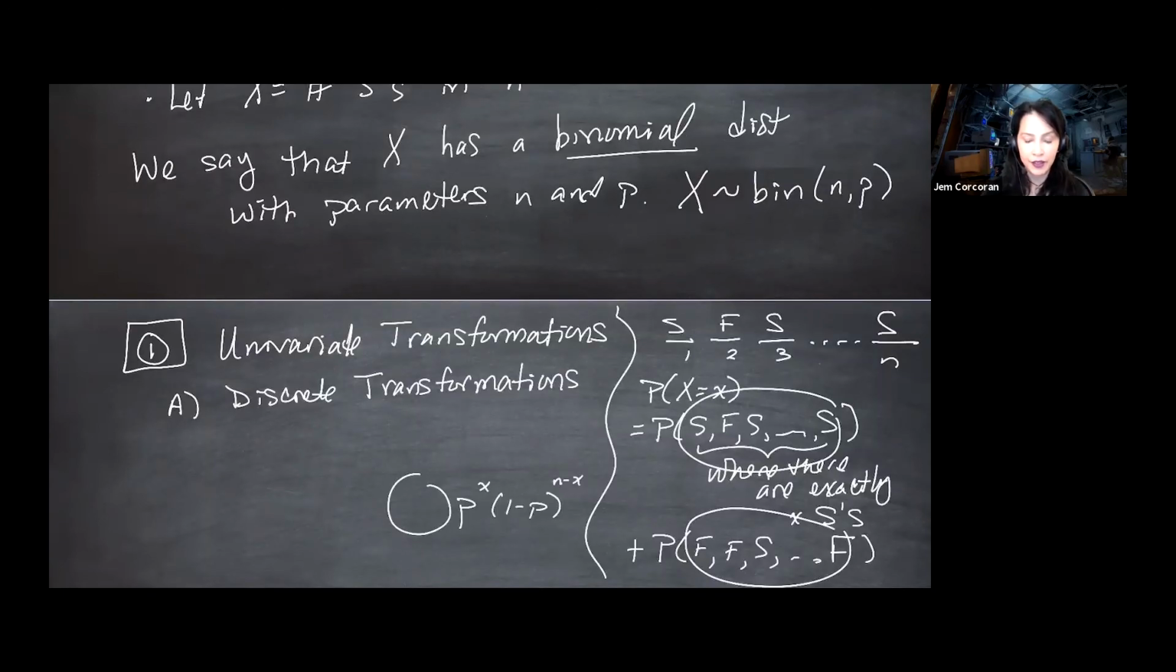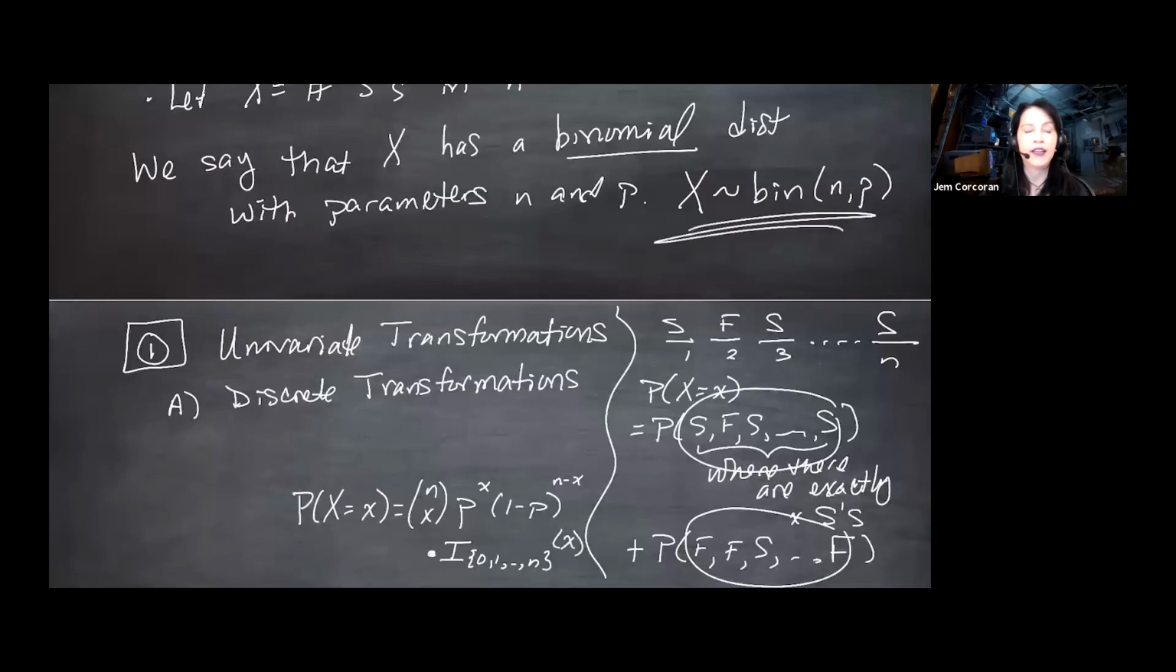That was in chapter 0 review, but the coefficient would be the number of ways to choose exactly x positions out of those n positions, which is read n choose x. And this lives on the discrete set 0, 1, up to n of x. So that's the PDF for the binomial.